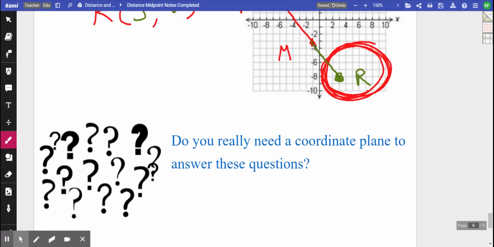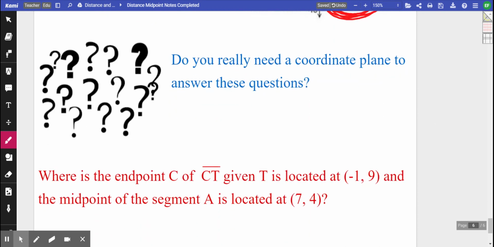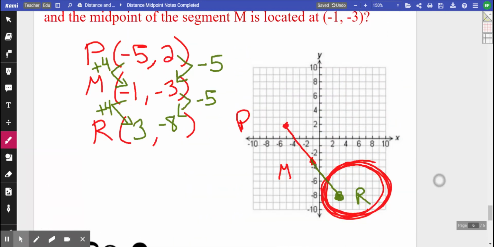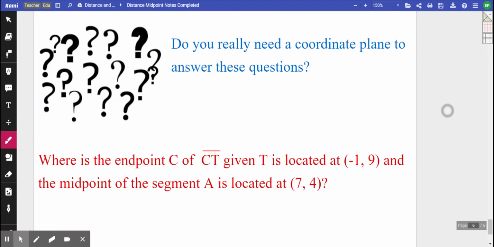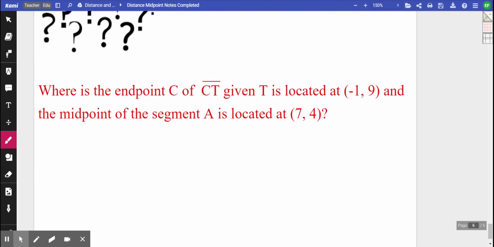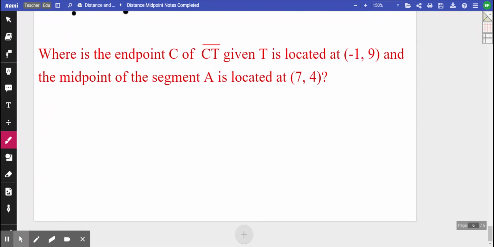So did we really need the coordinate plane in order to answer this question? No. All we really needed to do is to line up our endpoint, our midpoint, and our other endpoint. And then we were able to figure out the difference in the x values and continue that pattern, find the difference in the y values, and continue that pattern. So if you would like to go ahead and pause the video and try this one on your own, go right ahead.